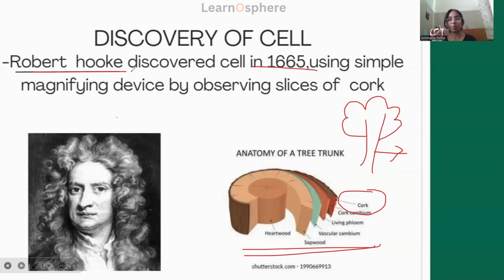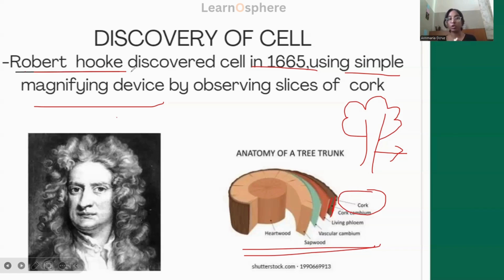Then he put it under a simple magnifying device. In those days, we're talking about 1665, we did not have proper microscopes. Nowadays we get electronic microscopes and a lot of various microscopes, but in 1665 there were no very well developed microscopes. So basically they were simple magnifying devices.